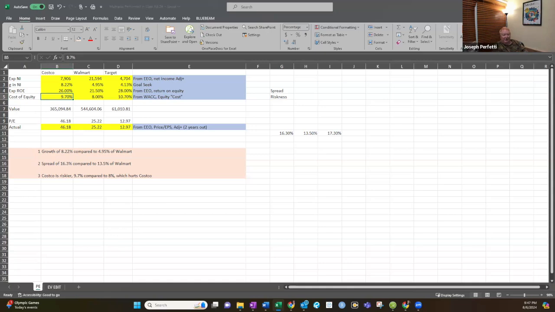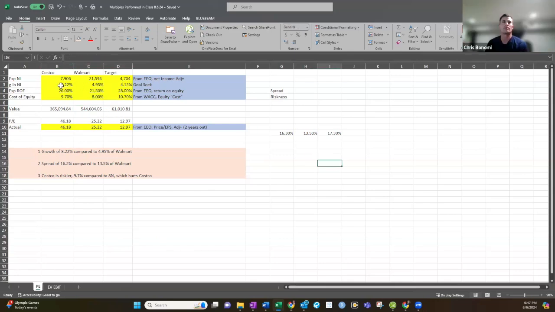You want to do Target while you're here? Looking at the growth there, I didn't pull the differences, but for the sake of time, Costco wins in that category. Okay, 4%. The spread is 17.3 for Target, which is a little bit better than the 16.3 for Costco.